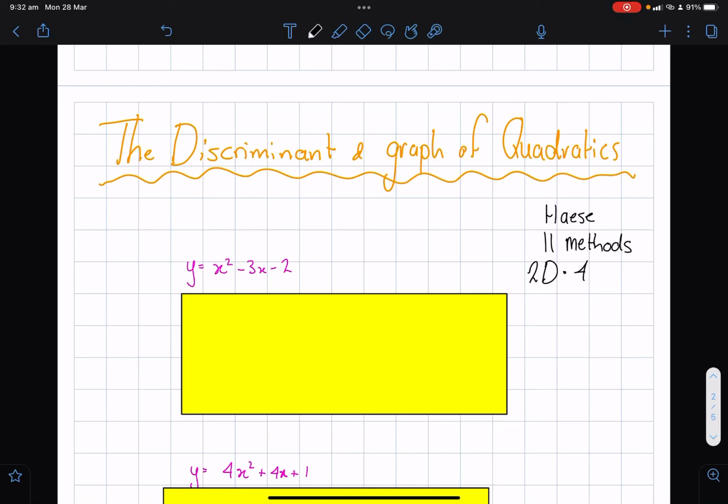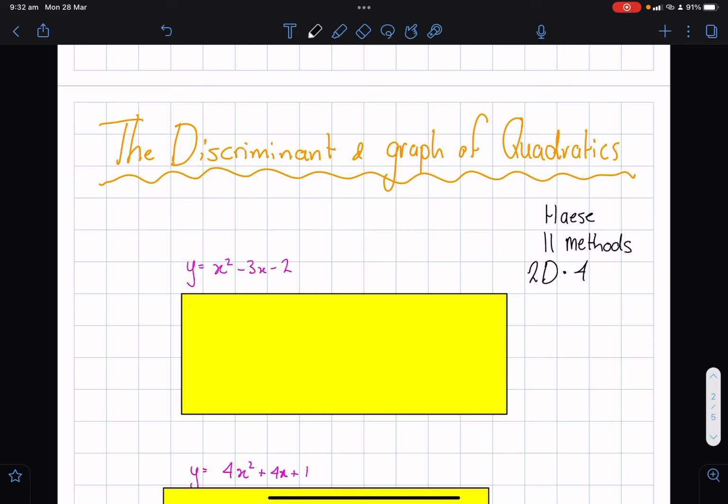Hey everyone, welcome back. Today we are going to be looking at the discriminant of a quadratic and how this affects the graph of those specific quadratics, alright? So if you're playing along at home with the Hazy textbook, this is chapter 2D.4, alright?